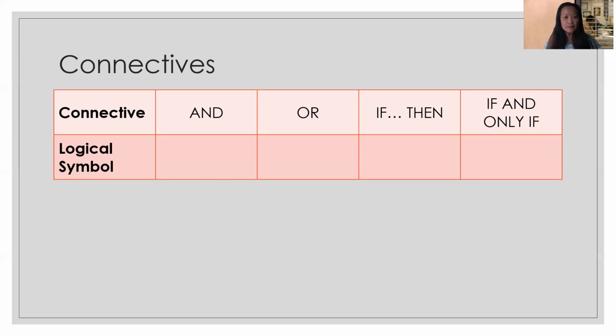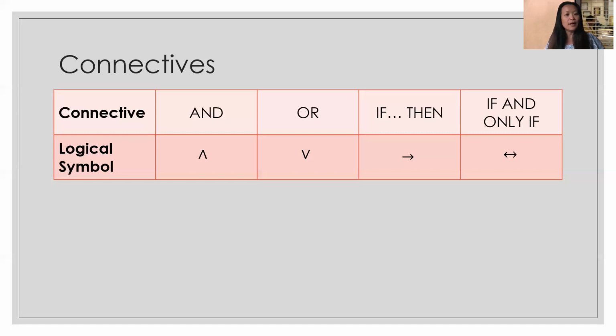The word and, okay, the logical symbol for that is that upside down V looking thing. The word or, and the logical symbol for that is the right side up V looking shape. If then is an arrow one way, and then if and only if means it goes both directions, so the arrow goes both ways. Okay, so those are how you would write these words in logic.